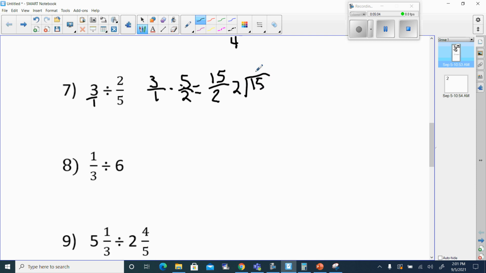I know 2 goes into 15 7 times with a remainder of 1, so this is going to be 7 and 1/2.